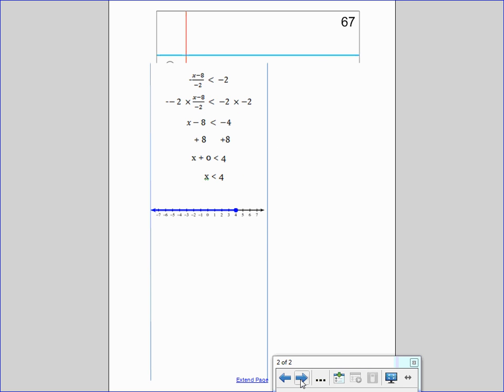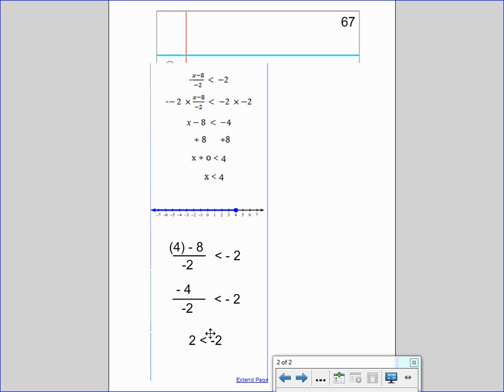All right, let's take another one. Okay, x is less than 4, which means you should have an open circle, not a closed circle. So there's one mistake right there. Now let's just plug in our number 4. You'll notice we get 2 is less than negative 2.